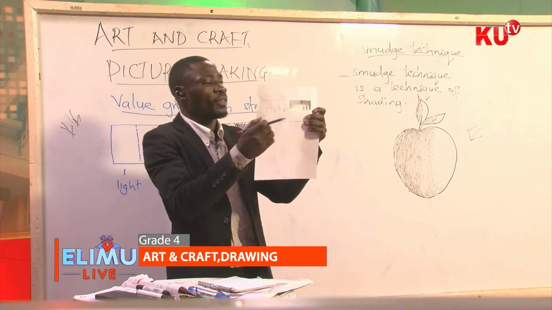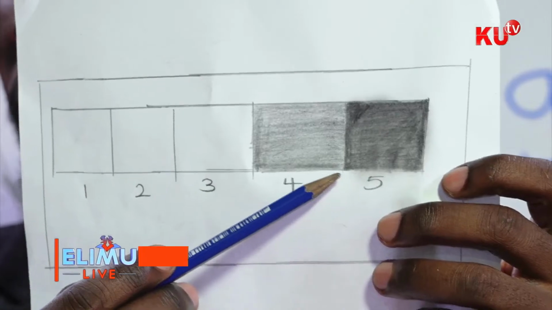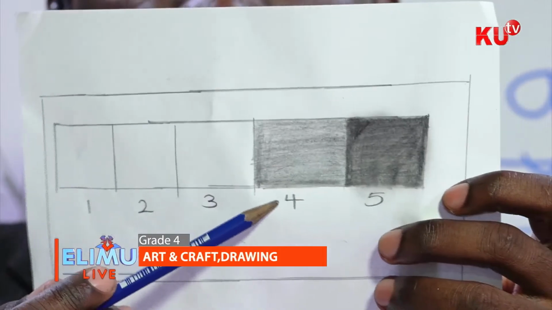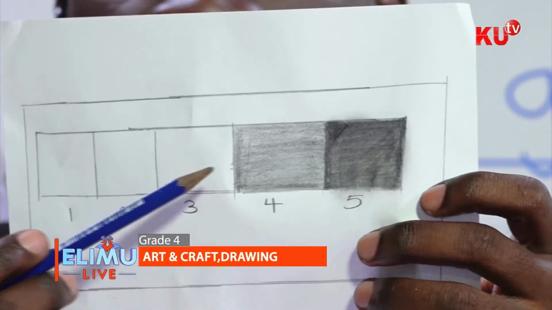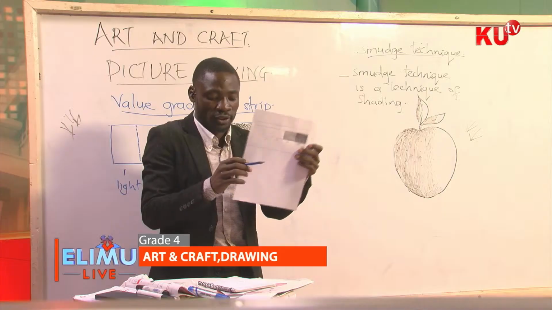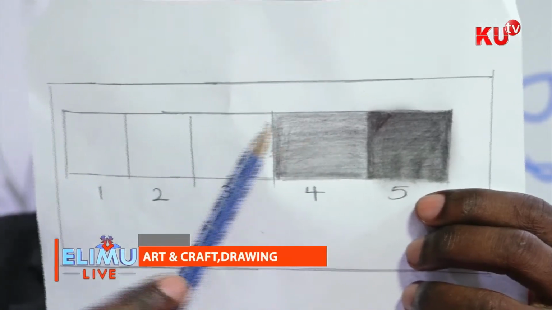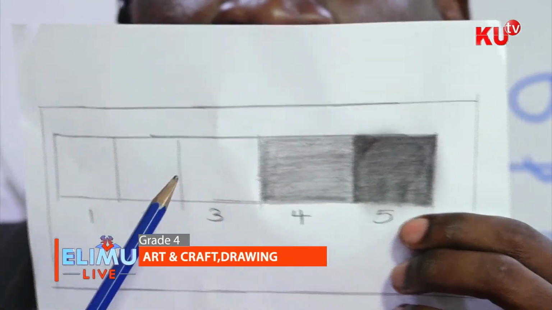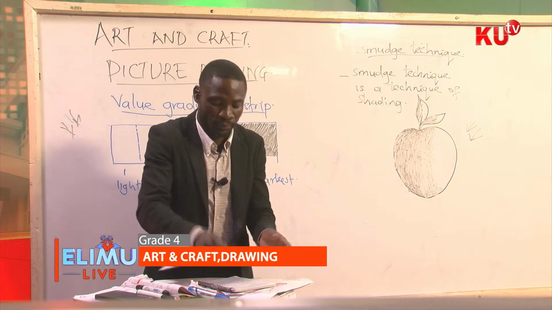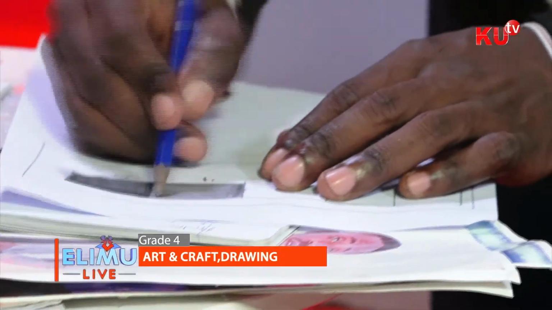As you can see, the fifth box is darker compared to the fourth box, but the fourth box should be darker than the way it is right now. So we are going to do more shading, because it is far away from the light. We will make it a bit darker than the way it is right now. So we are shading it.